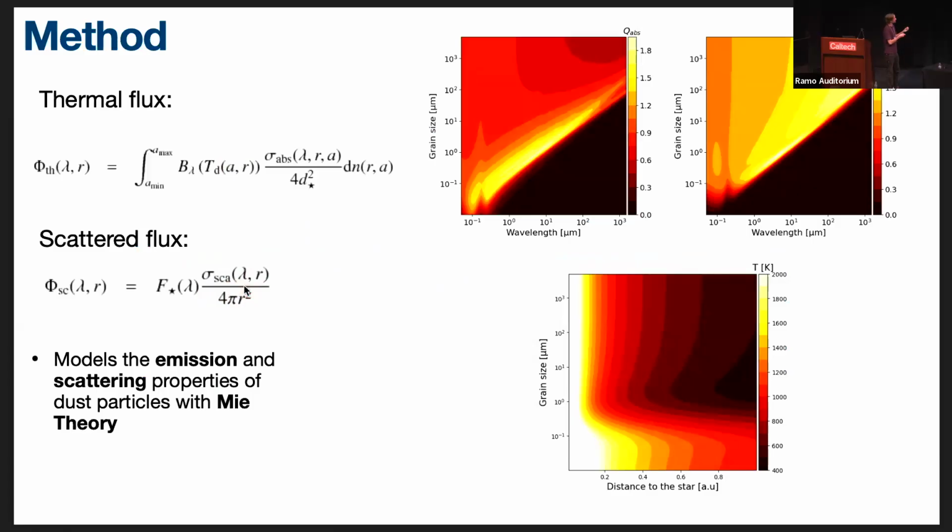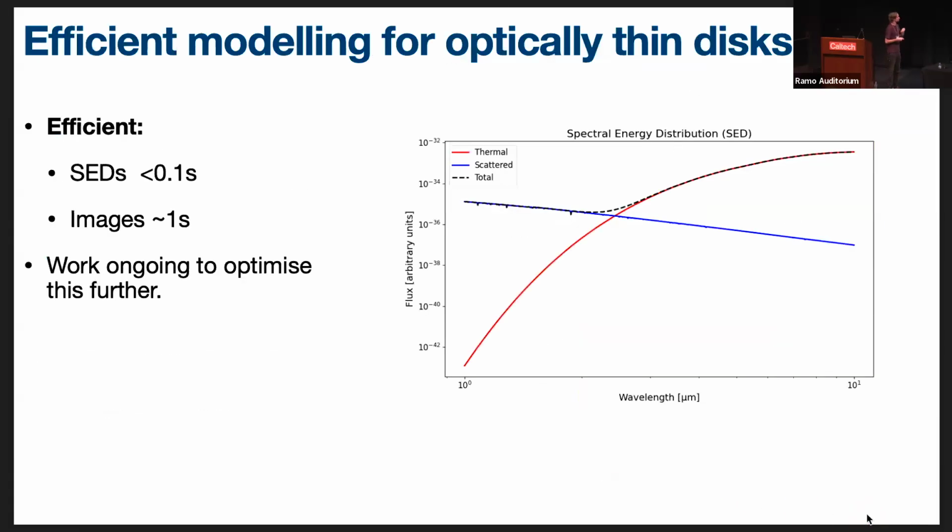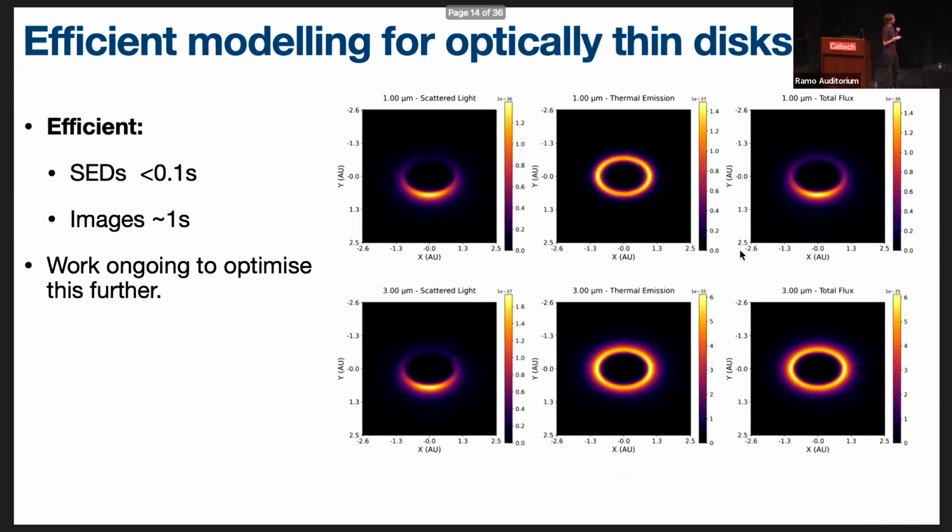Here I show some of these properties, the absorption efficiency and the scattering efficiency. So we model these properties. Then we can calculate the temperature of the grains based on grain size and distance to the star. And we can then calculate the thermal flux and the scattered flux, so we can produce SEDs. You can see here an example of an SED with the scattered flux and the thermal emission for a certain spatial distribution and grain size distribution.